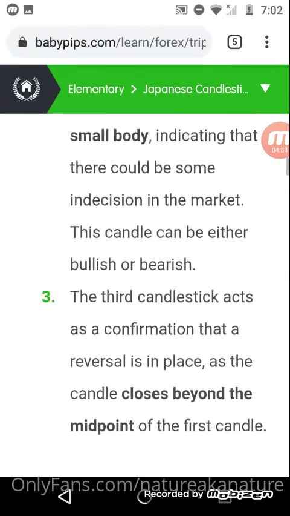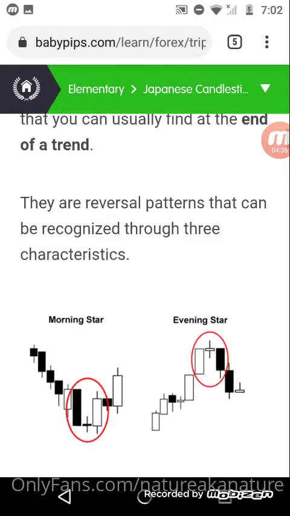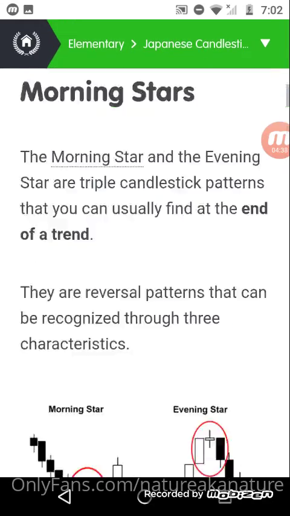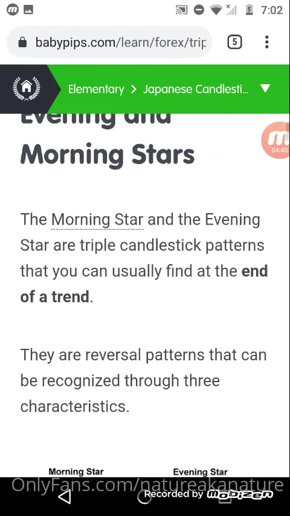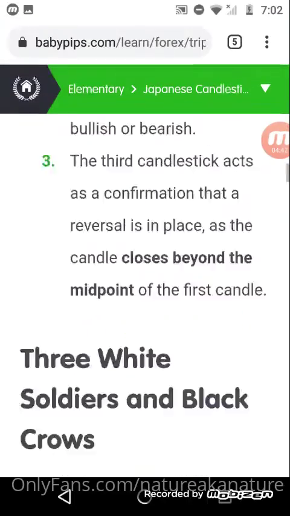Same thing with the morning star. Now I don't know why they don't have the definitions. Okay, they don't. So they're just going to give you evening star.